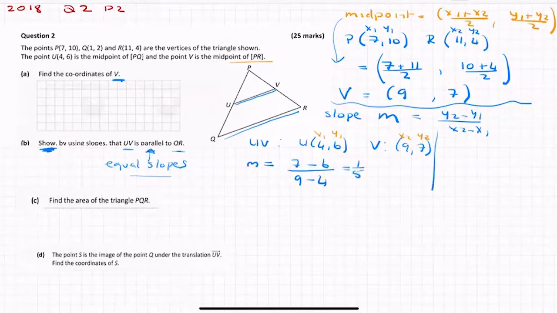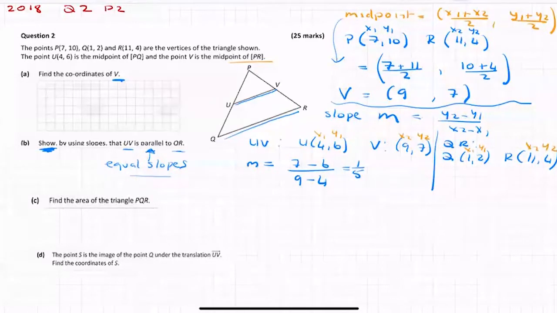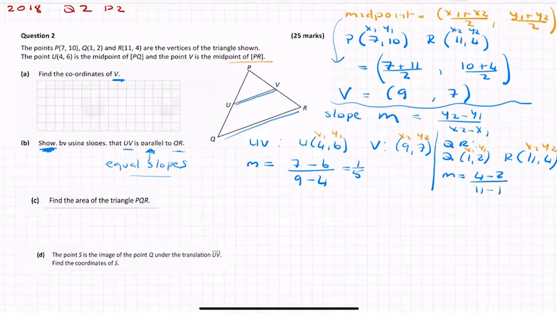Okay, let's do QR then. So Q is the point (1,2) and R is the point (11,4): x1, y1, x2, y2. Let's find our slope. So y2 minus y1 over x2 minus x1. Hit the fraction button, and I do get a fifth.